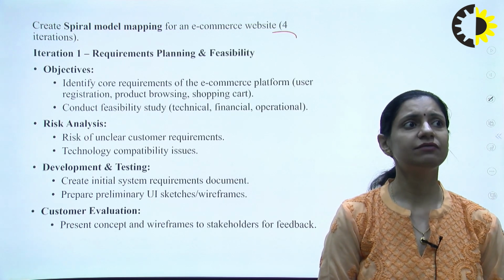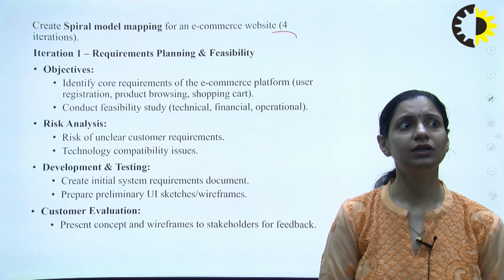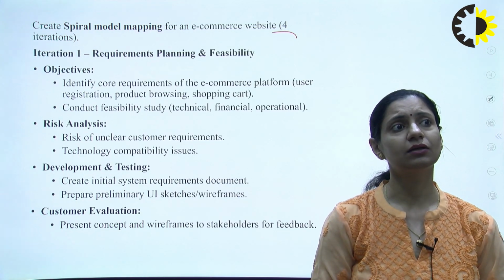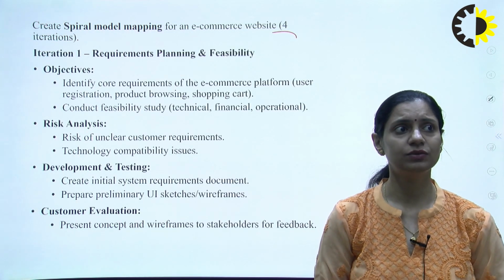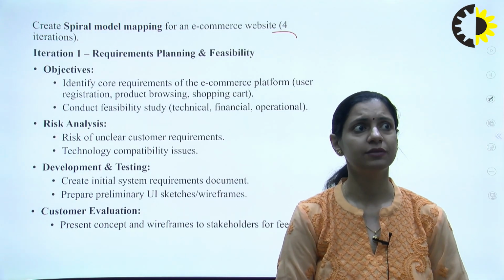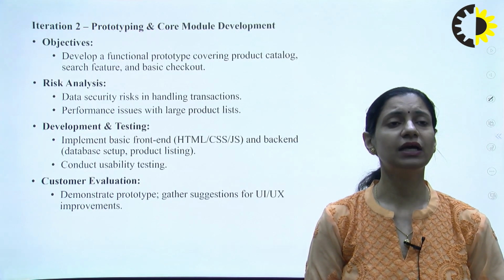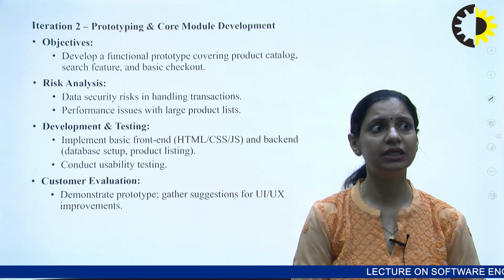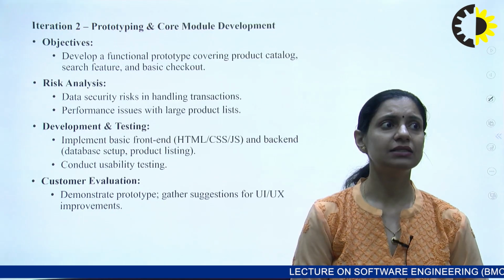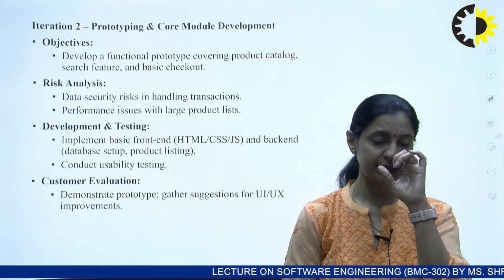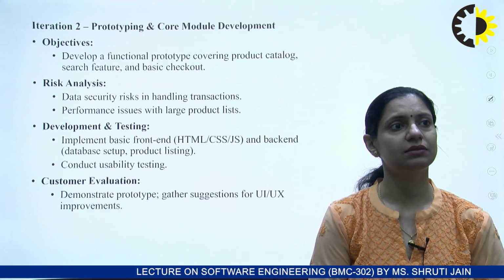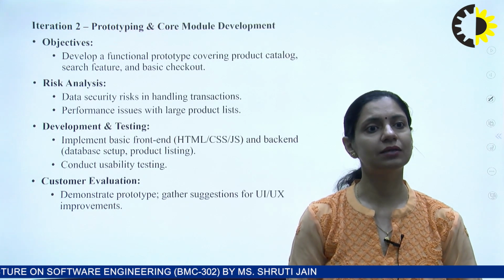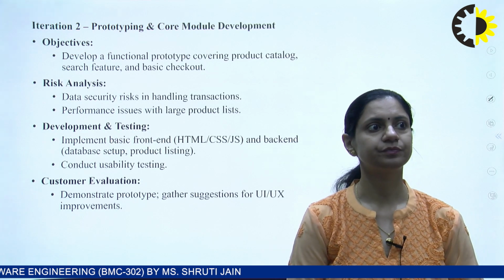So, previously if we look into the iteration 1, we were only talking about the requirements where the core requirements were there, like user registration, the browsing of the product. In the iteration 2, we are trying to create the prototype of it, where the functional prototype is being developed. Again, the risk analysis is done, where the data security risk in handling the transactions are identified. The performance issues, where the product list becomes larger and larger enough.